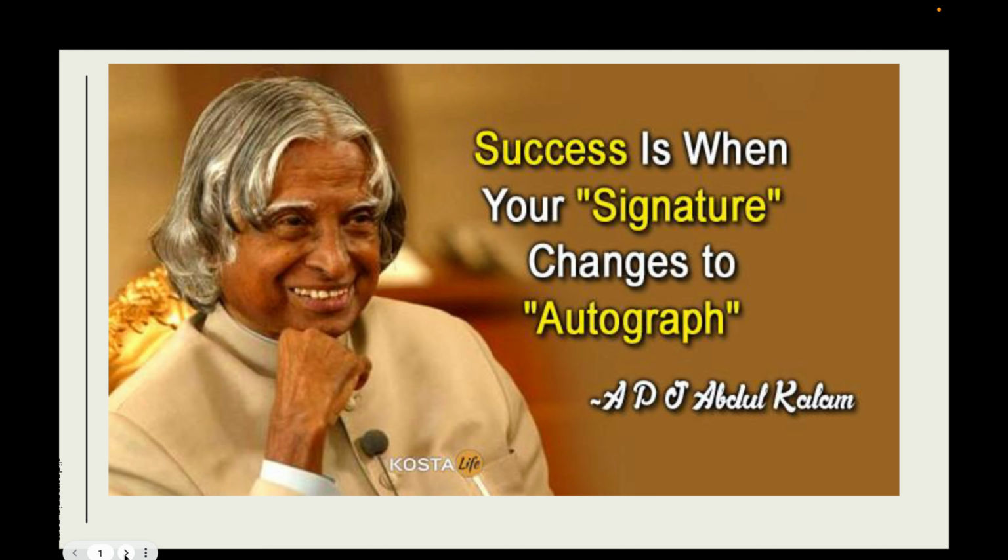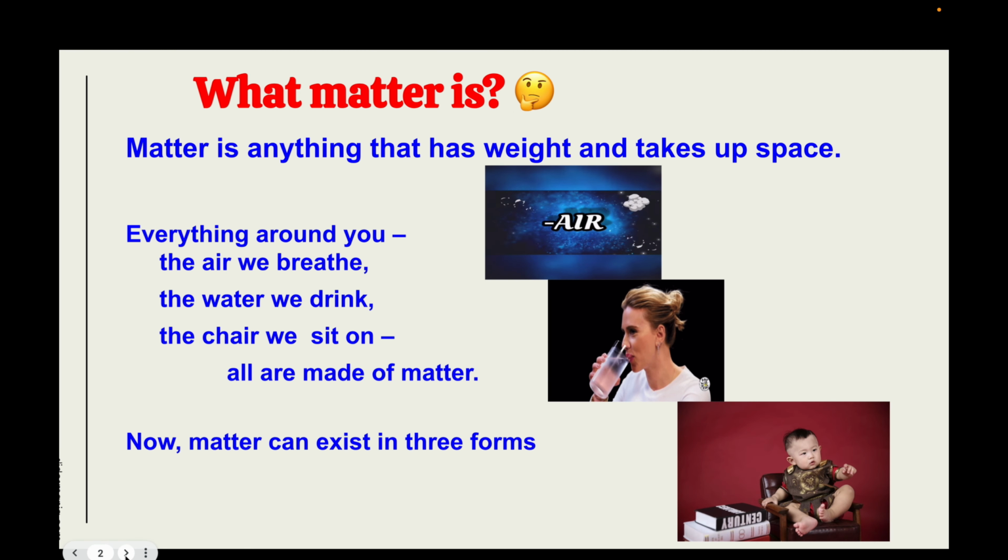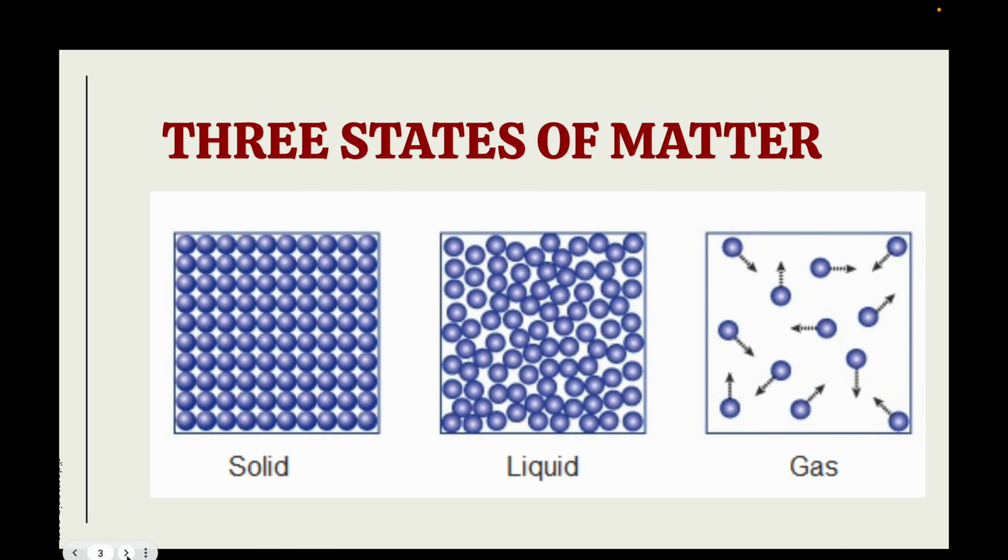Today we are going to learn about something you see all around you, the three states of matter. Do you know what matter is? Yes, matter is anything that has weight and takes up space. Everything around you, the air you breathe, the water we drink, the chair we sit on, all are made up of matter. Now, matter can exist in three forms: solid, liquid, and gas.